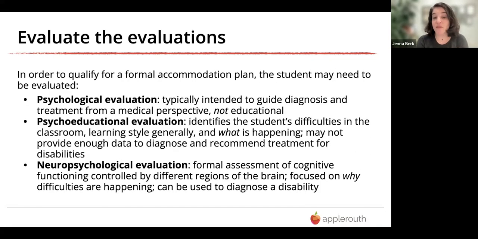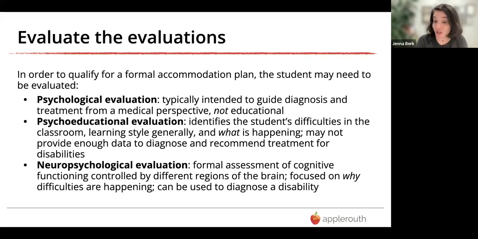So in order to qualify for a formal accommodation plan, the student may need to be evaluated. There's all different kinds of evaluations. Here are three of the most common. There's a psychological evaluation. This is intended to guide diagnosis and treatment from a medical perspective, not educational.